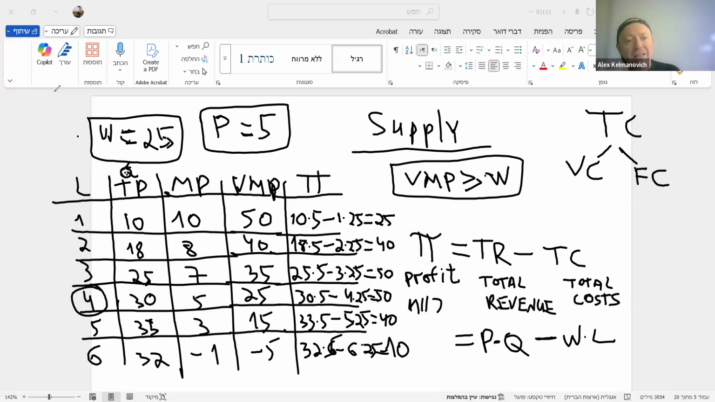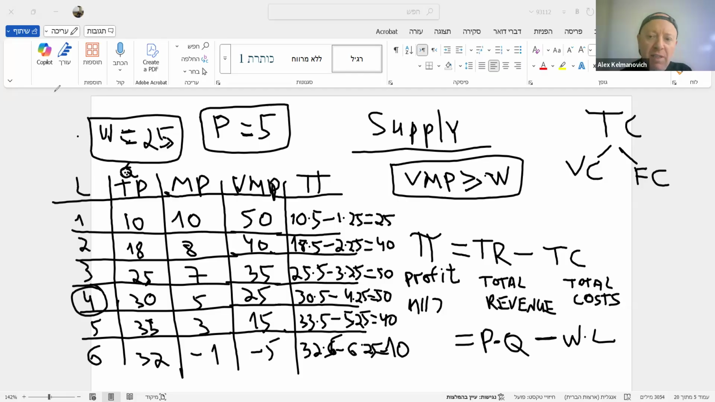Why is it variable cost? Because it changes with the number of labors. If I take one labor, it will cost me 25 shekels. If I take two labors, it's 50 shekels, and so on. So the wage of labors is variable cost. But if I pay rent, does the rent depend on the quantity of products I produce? It doesn't depend. So the rent, for example, is fixed cost.